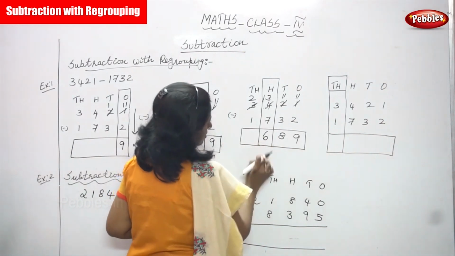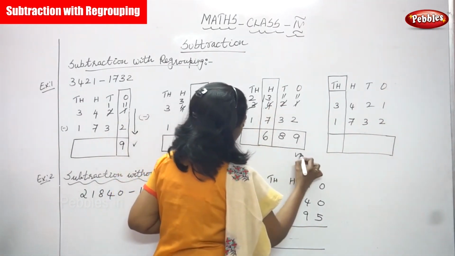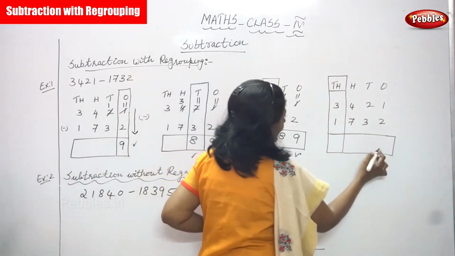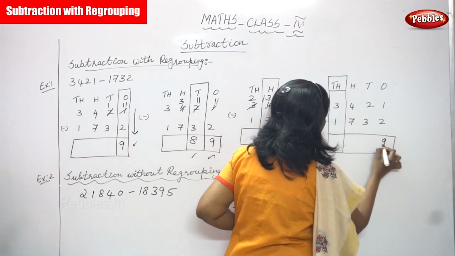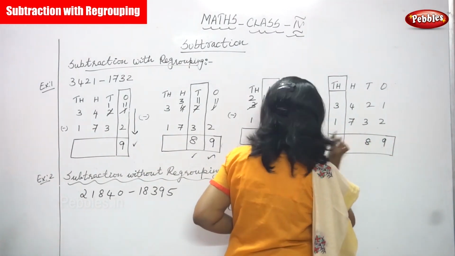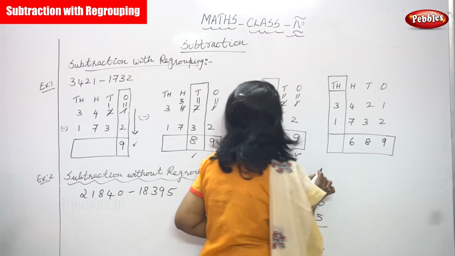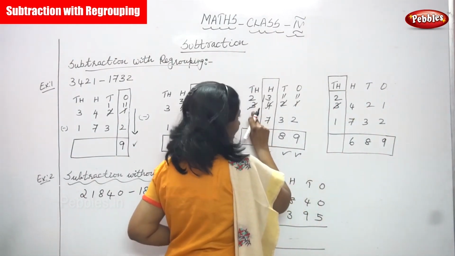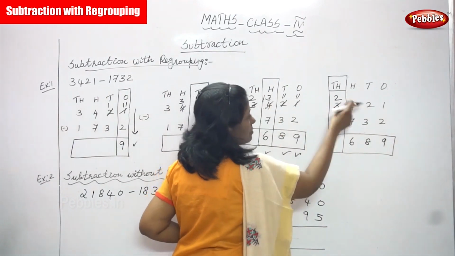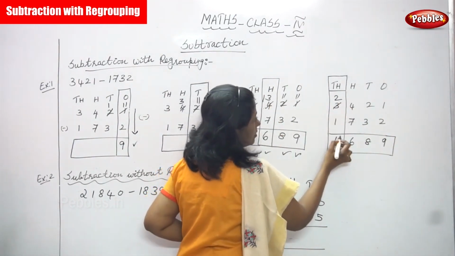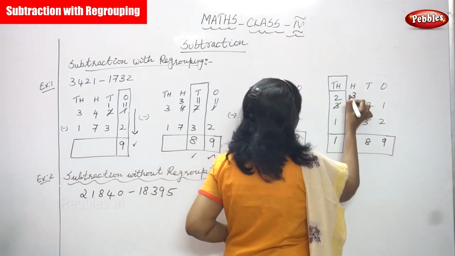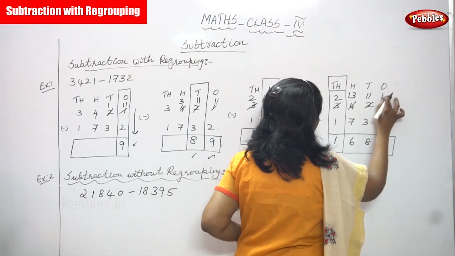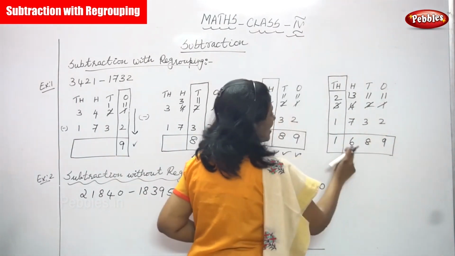Okay, 6. So the 100 place is over: ones place, tens place, 100 place are over. Now you have to write all the numbers here: ones 9, tens 8, and 100 place 6. And the 3 becomes 2 because I gave 110 here. 2 minus 1, 1. The answer is 1689.